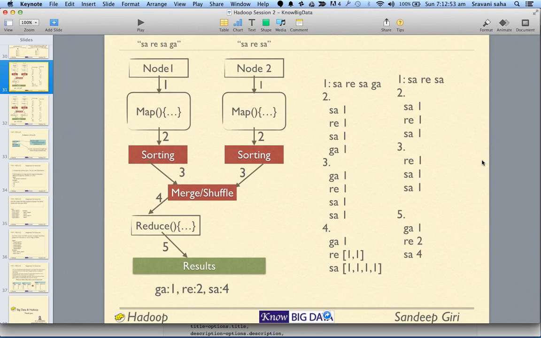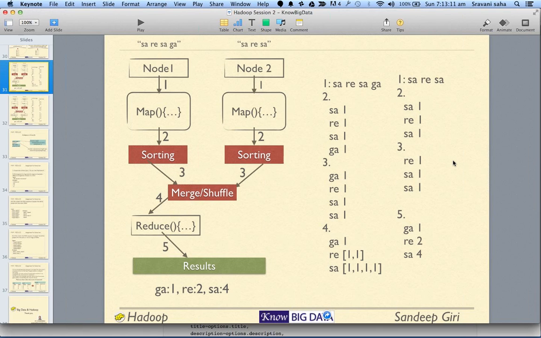Now, this diagram I would like to walk you through. Before that, Bhupati's question is: is executing mappers on all nodes Hadoop's responsibility? Answer is yes.